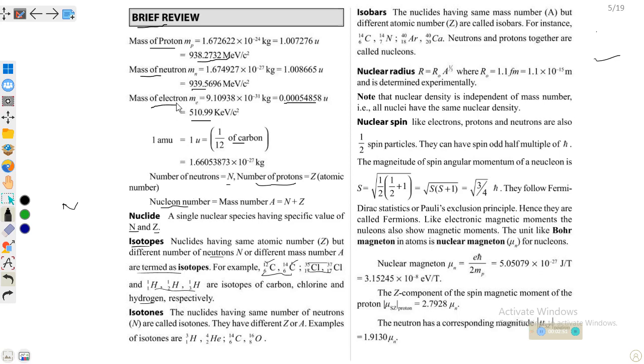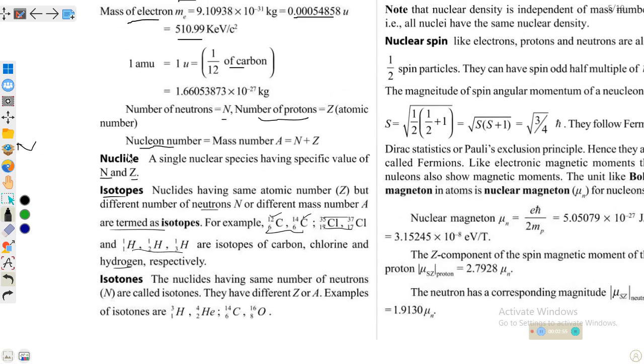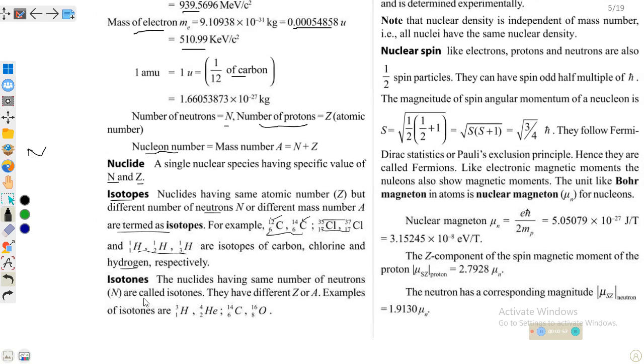The next is isotones. These are nuclei having the same number of neutrons, and they have different atomic numbers or atomic masses. For example, tritium and helium 4, and carbon 14 and oxygen 16. So these have the same number of neutrons.